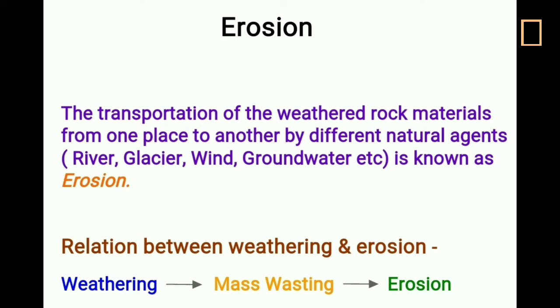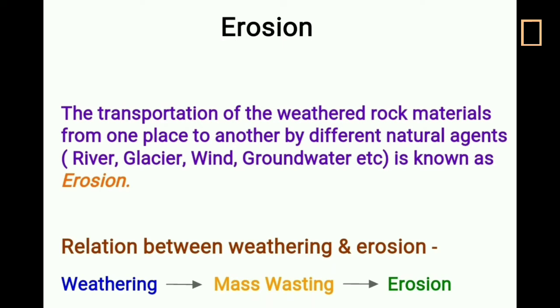Erosion: the transportation of weathered rock materials from one place to another by different natural agents like river, glacier, wind or groundwater is known as erosion. By erosion, an uneven surface is transformed into a common general level.